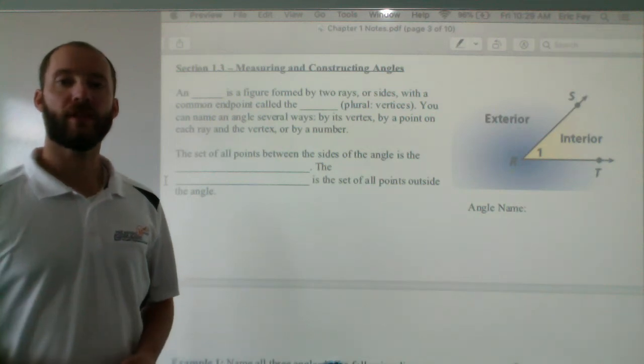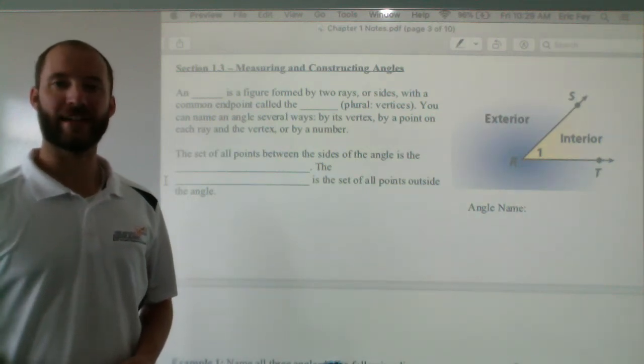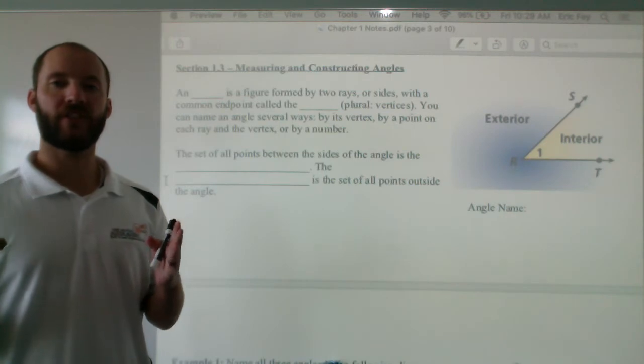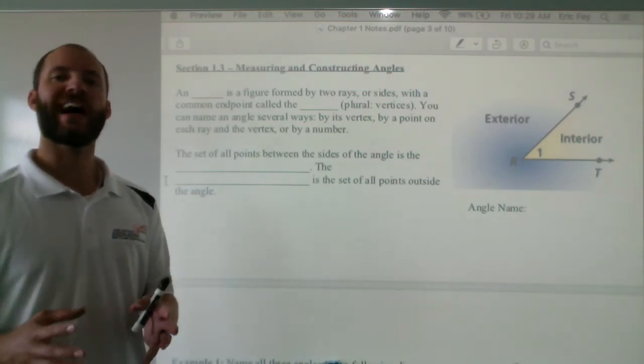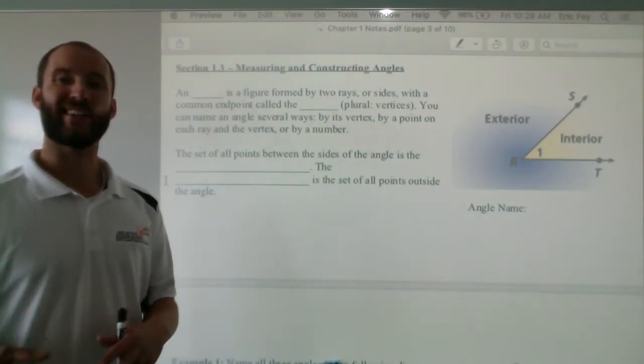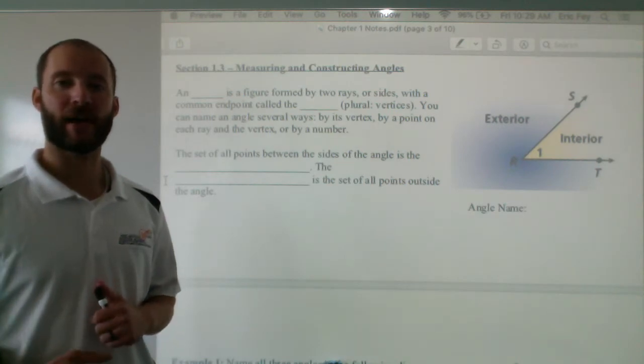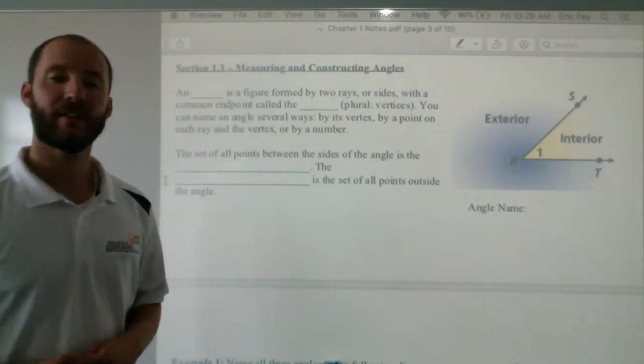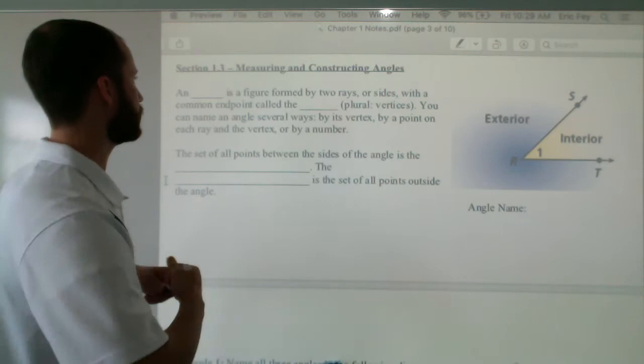Section 1.3, measuring and constructing angles. So what we're going to do is zero in on these certain objects called angles: measuring, constructing, talking about them, making sure we're all on the same page, developing a common language.